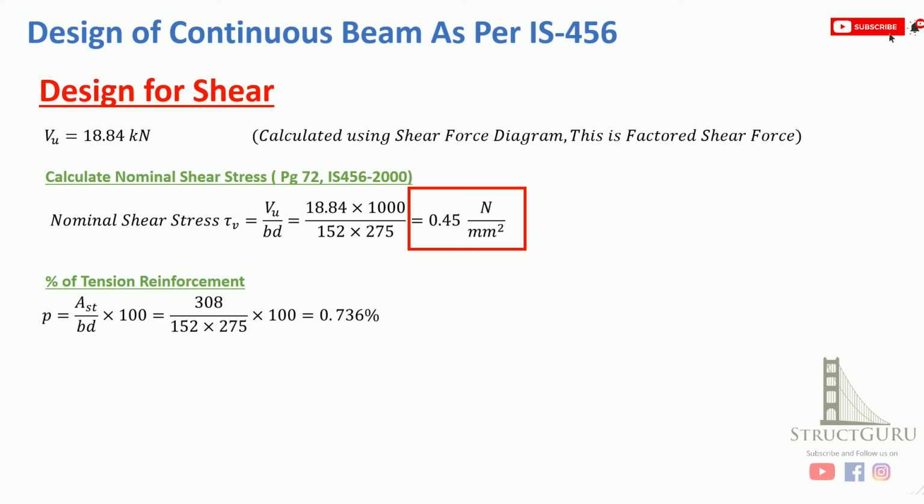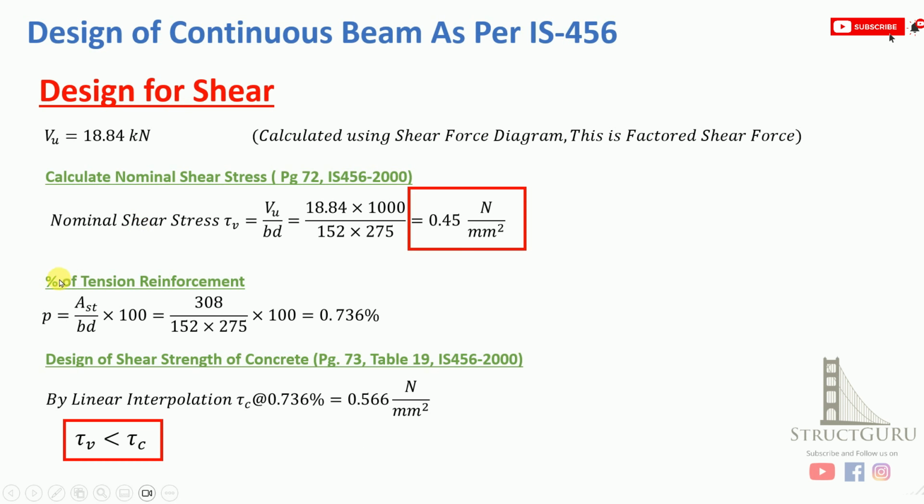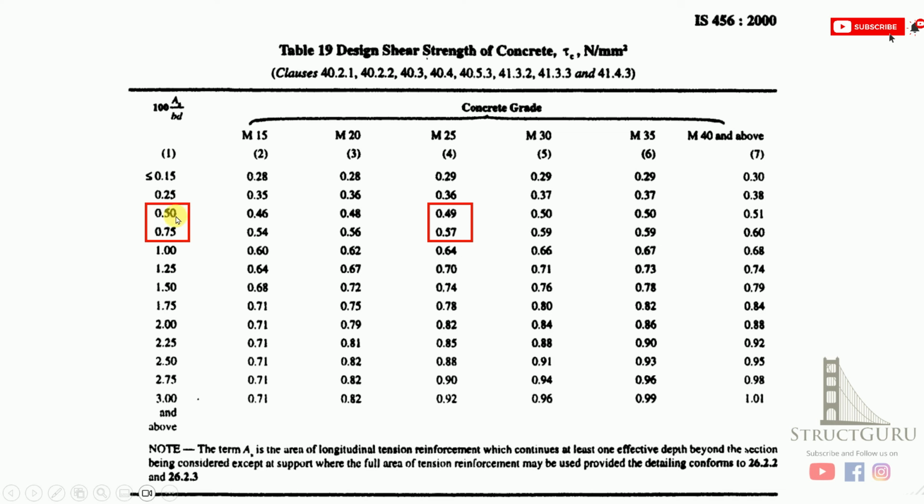Now let's compute the percentage of tension reinforcement by using this formula. After inserting the values, the percentage of reinforcement required is 0.736. The next step is to compute the design shear strength of concrete, which is calculated with the help of Table 19 given on page 73 of the Indian Code. This is the table, and it is used based on the percentage reinforcement which we have computed. As you can see, the percentage reinforcement is 0.736. Now let's find the value 0.736 here. As you can see, we don't have any value.